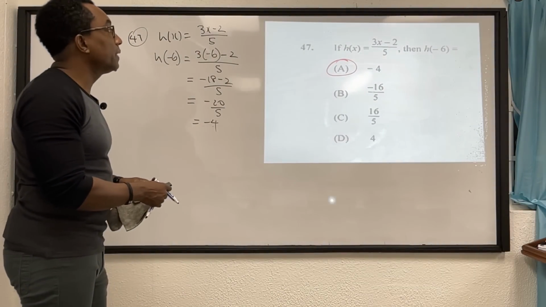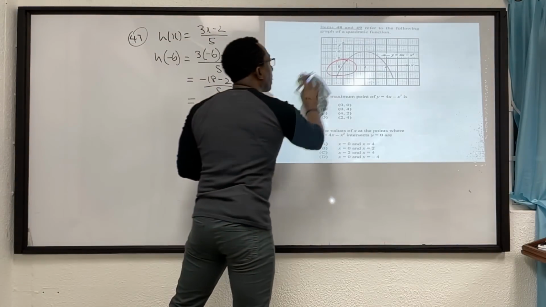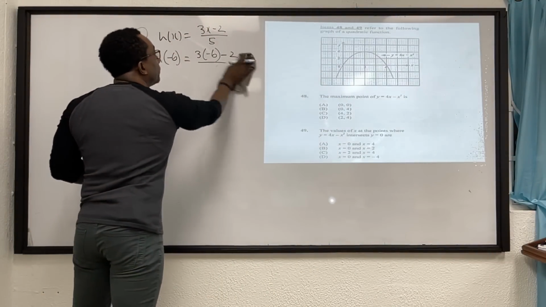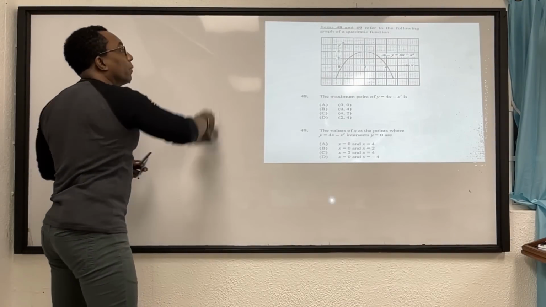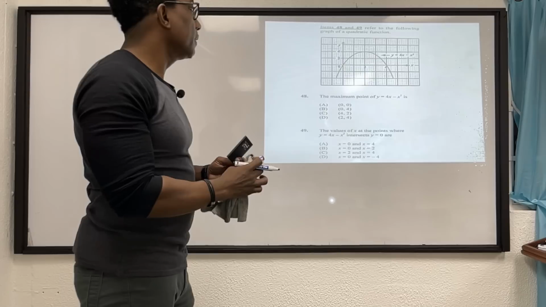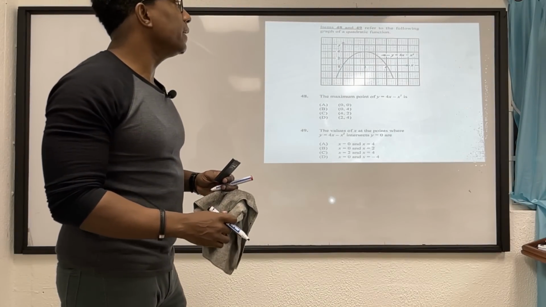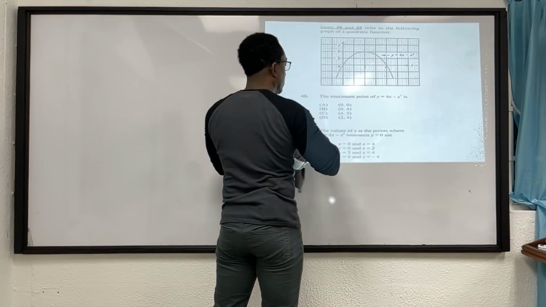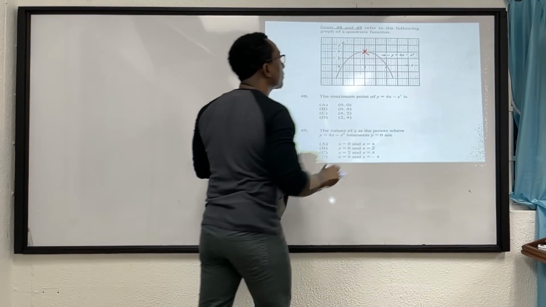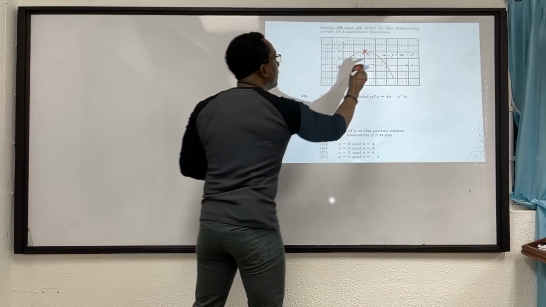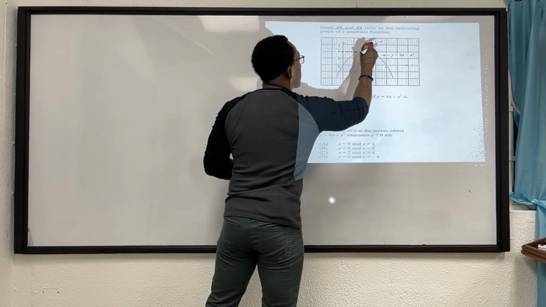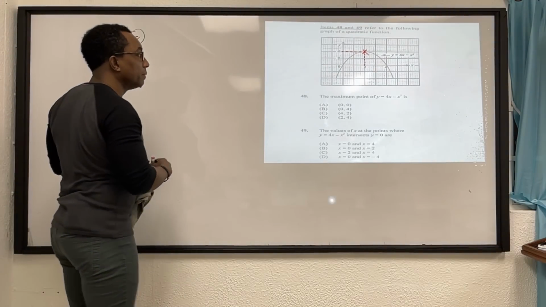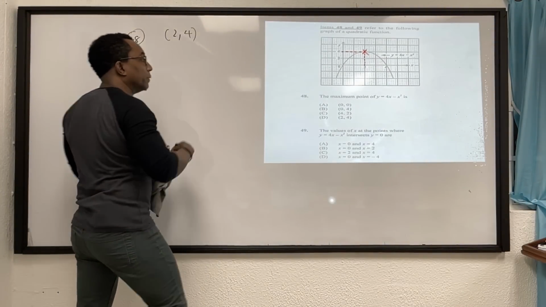Let's move on to question 48. So 48. So 48 and 49 refers to the following quadratic functions. We have a quadratic function. The maximum point of y equal to 4x minus x squared is, so this is our maximum point, and the coordinates of that point will be 2 on the x, 4 on the y. So for question 48, the answer will be 2, 4, which is D.